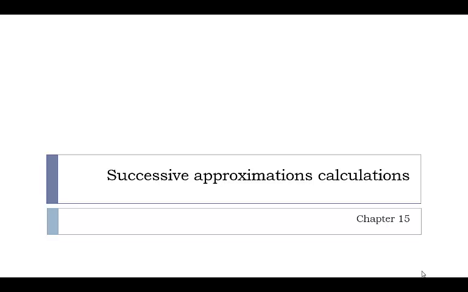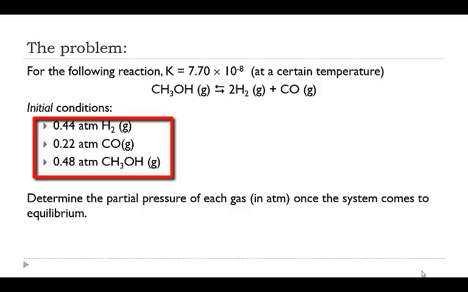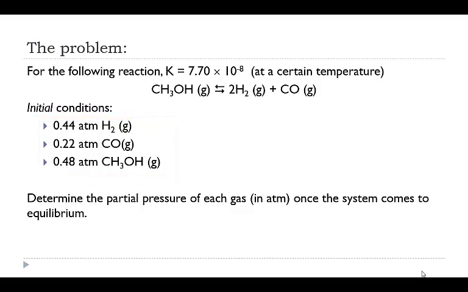This is a lecture on how to calculate successive approximations in equilibrium problems. Alright, so our problem is this. We've got a value of K at a certain temperature, and there's the reaction. Methanol makes hydrogen gas and carbon monoxide gas. The initial conditions are given, and our job is to determine the partial pressure of each gas, that is in atmospheres, once the system comes to equilibrium.